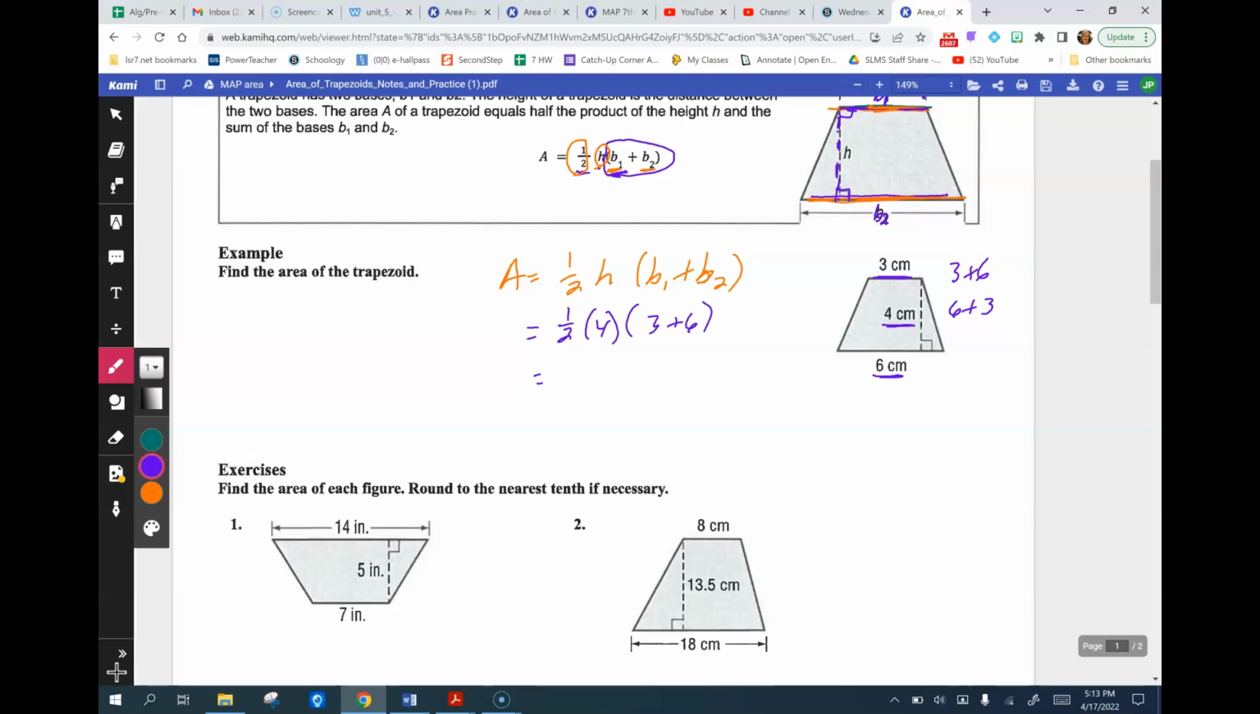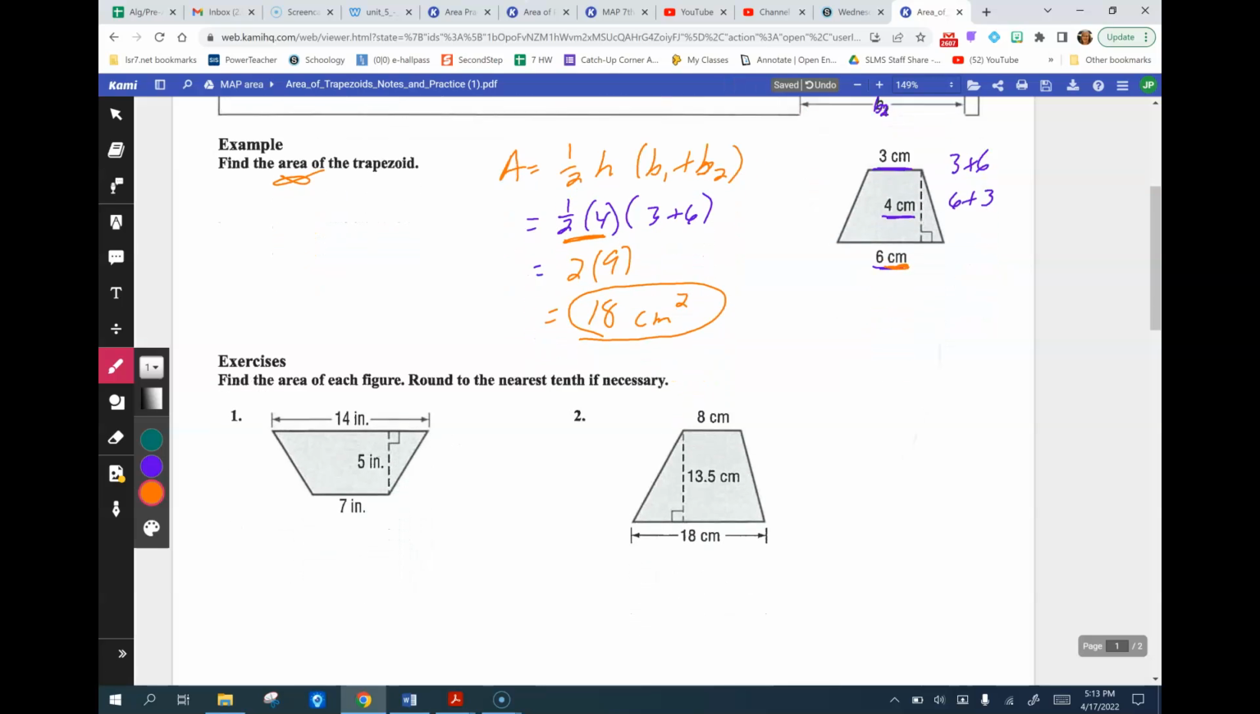Okay, and now I'm going to, what I say, clean it up. Honestly, what I would do is take these two and multiply them. 1/2 of 4 is easy, that's 2. 3 plus 6 is 9. So what do I get? 18. Notice I didn't even have to use a calculator. Okay, so now it is area. When we find area, we have to make sure we label it and label it correctly. That'd be 18 centimeters squared. So it's not anything more difficult. It's just a different formula, a different shape.